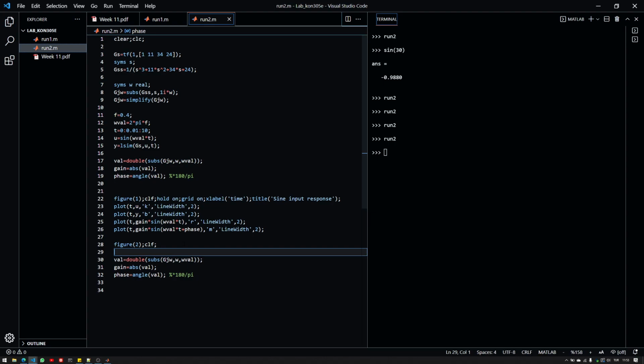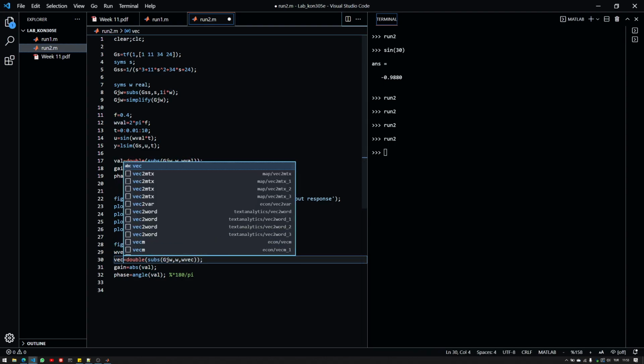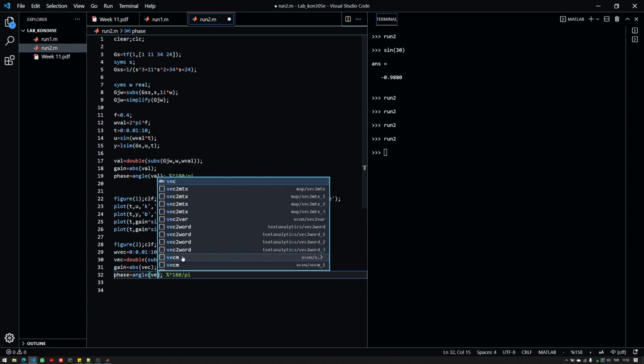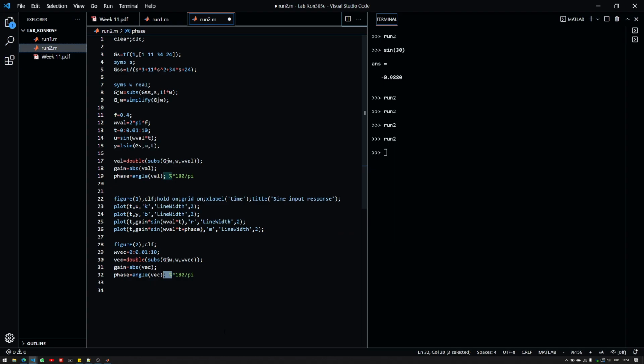So let's have that. Now let's have an omega vector here, and let's use 0.01 up to, let's say, 10. And substitute omega vec instead of omega gives us the value, or the vector in this case. And then I'm using abs on this vector, which should return me the corresponding gain. And then I have the phase. You can see that abs and angle should be compatible with vectors. It should work with that.